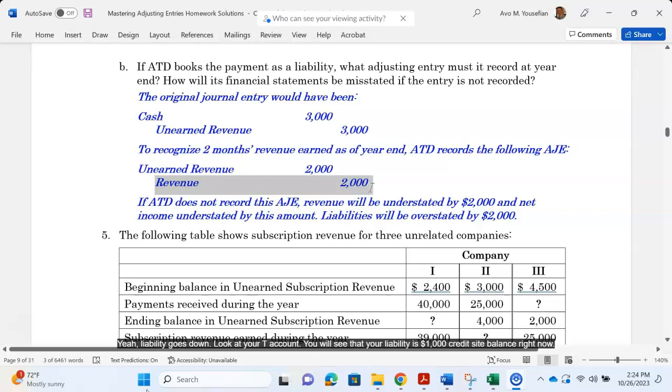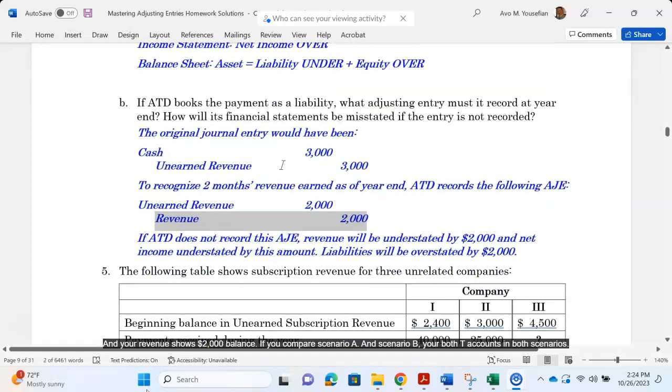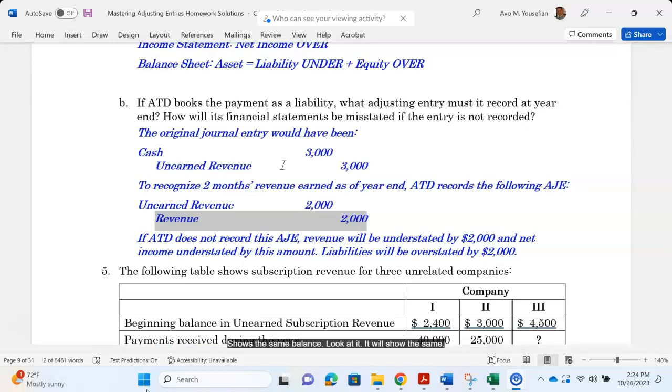Look at your T account, you will see that your liability is $1,000 credit side balance right now, and your revenue shows $2,000 balance. If you compare scenario A and scenario B, both T accounts in both scenarios show the same balance. Look at it. It will show the same balance. So either way, your results are the same.